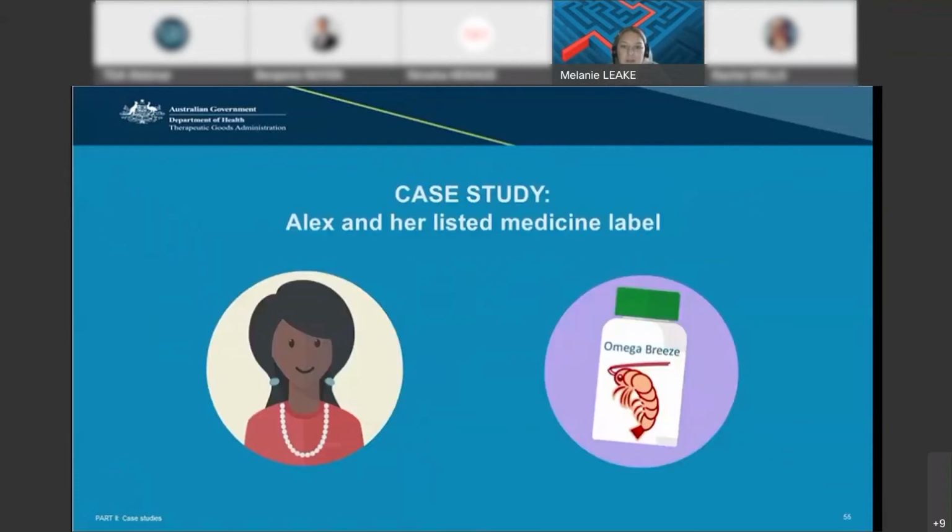Let's take a look at a case study. Here we have Alex, and she would like to become a sponsor for a non-prescription medicine, and it's called Omega Breeze. Let's take a look at what she needs to consider when putting together the medicine label.